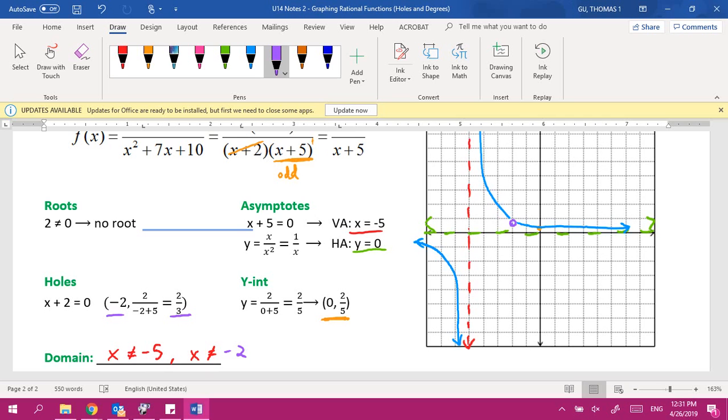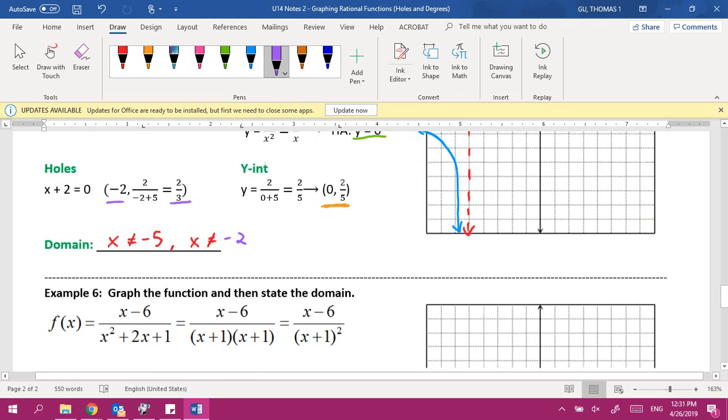Yeah, when you can cancel something out. Yeah, that's right. Okay, next example, number 6. We're almost done here. Number 6.